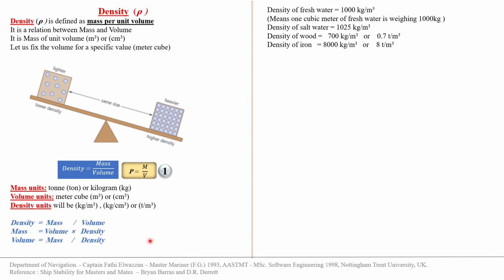And so on for salt water. Density of salt water is 1025 kilogram per meter cube. Density of wood is 700 kilogram per meter cube. We can say 0.7 tons per meter cube. Density of iron, which is heavier, is 8000 kilogram per meter cube, or we can say 8 tons per meter cube. Both of them, whatever you need.